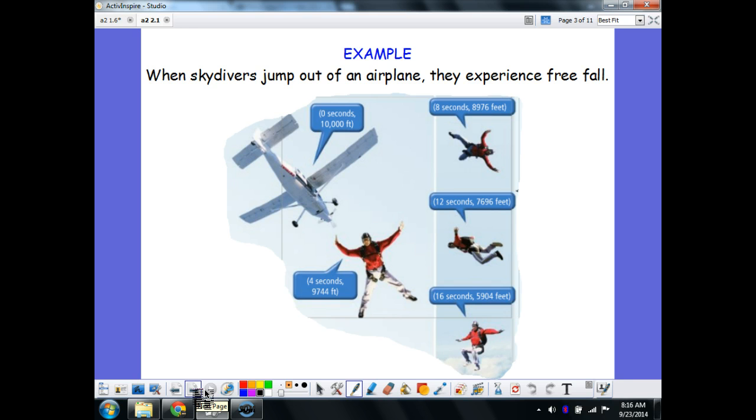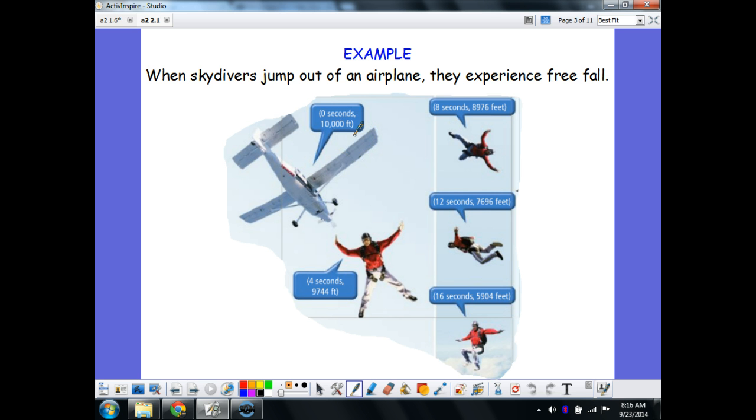Okay, when skydivers jump out, and this is the first example on your example worksheet, when skydivers jump out of an airplane, they experience what's called free fall. They just drop to the earth. And this picture shows the relationship between certain time and how high they are.